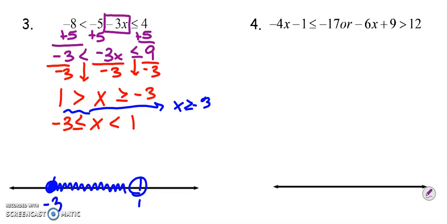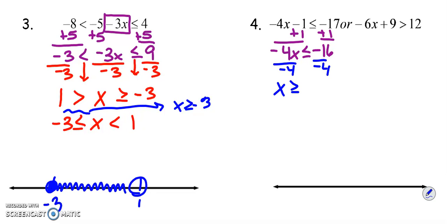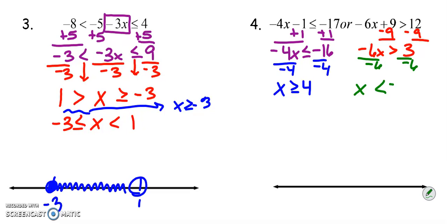All right, so if we do this very last one here, again, we're going to solve. So we're going to add on 1. So negative 4x is less than or equal to negative 16. Divide by negative 4. We divided by negative, so we have to flip our inequality around to being greater. And then we're going to move over here to the one on the right. Subtract our 9. So negative 6x is greater than 3. And we're going to divide by negative 6. So x is, we divided by negative, so we have to flip it around. And 3 over negative 6 is really negative 1/2.